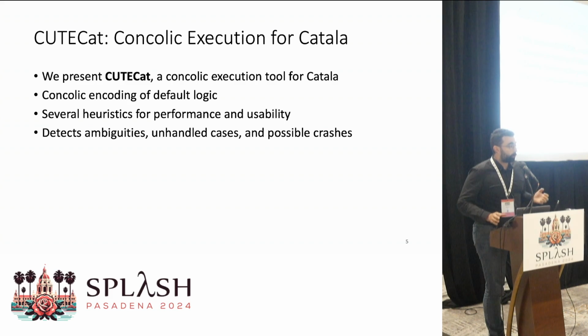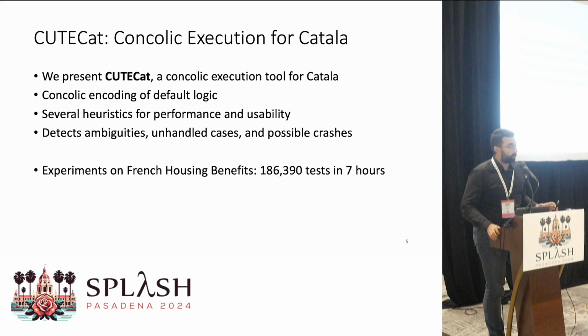We've been experimenting with CUTECat on the existing Catala programs. Most Catala programs are pretty small, so you can have answers in a few seconds. But the interesting one was the biggest Catala program to date, which is an implementation of the French housing benefits, totaling around 20,000 lines of Catala. We could see that our tool managed to scale to this and to generate almost 200,000 test cases in close to 7 hours, which gives you a great coverage of all the possible cases for the French housing benefits.